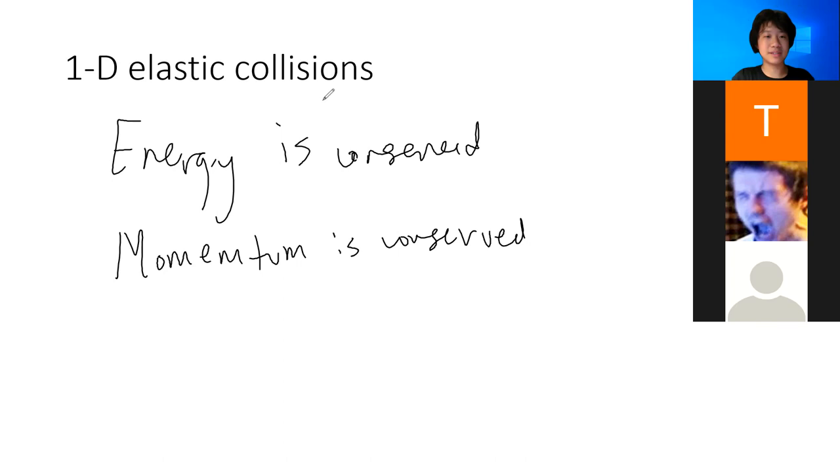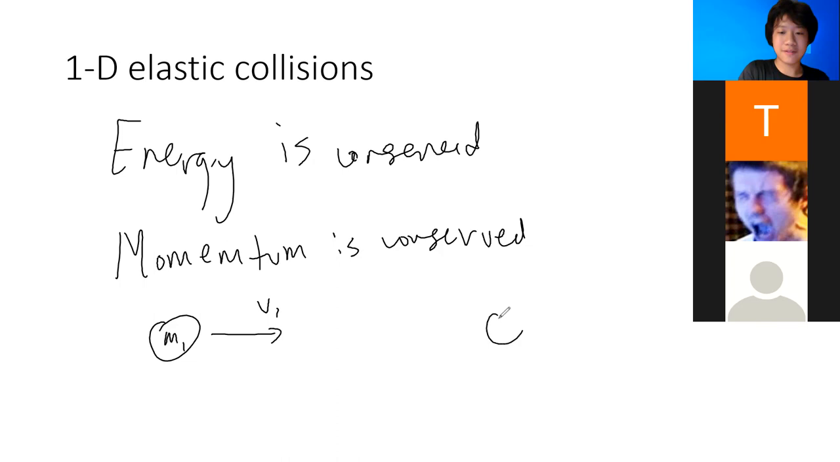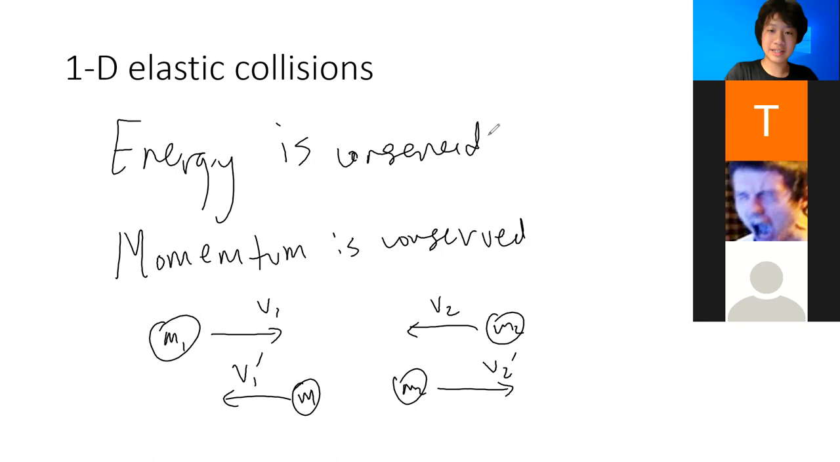So what this means is that if we have M1 moving this way at V1, and we have M2 moving this way at V2, and let's just say after the collision, M1 moves this way at V1 prime, M2 moves this way at V2 prime. The two equations we can develop from here is that since energy is conserved, the initial energy equals the final energy. 1/2 M1 V1 squared plus 1/2 M2 V2 squared equals 1/2 M1 V1 prime squared plus 1/2 M2 V2 prime squared.